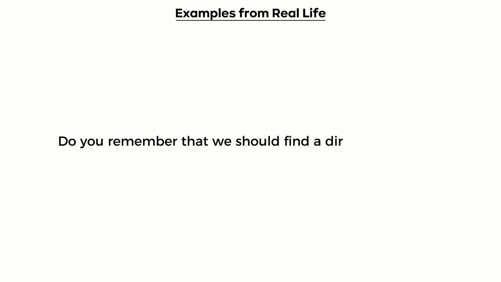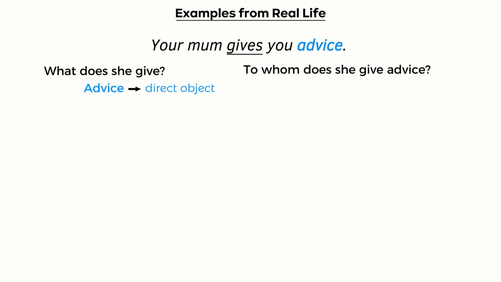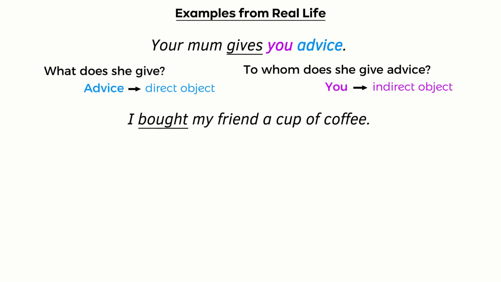Examples from real life. Let's make this topic simpler by thinking about everyday situations. Do you remember that we should find a direct object first? Your mum gives you advice. What does she give? Advice, direct object. To whom does she give advice? You. Indirect object.